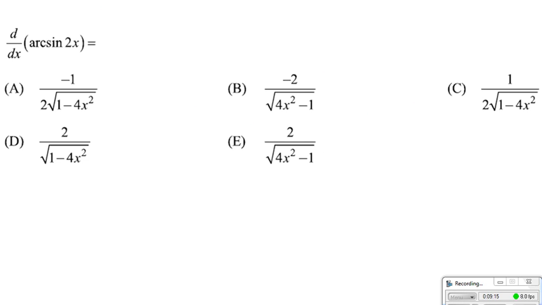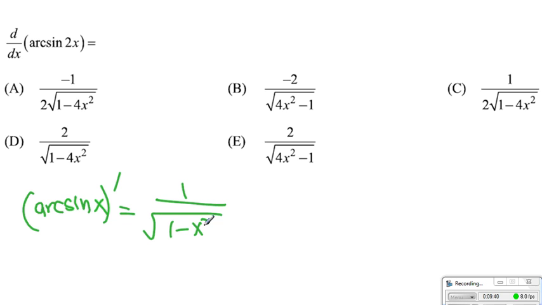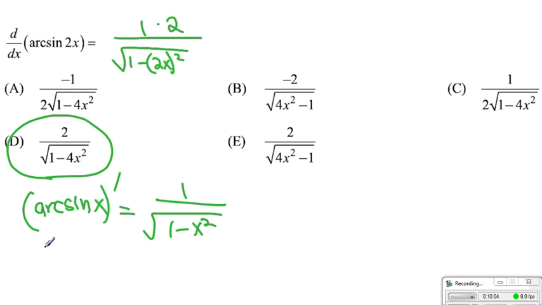Alright, let us look at the next question. Here, the derivative of arcsine of 2x. We can derive this one later in the video on inverse trig. But for now, if you have arcsine of x, and you take the derivative of that, we get 1 over square root of 1 minus x squared. But instead of x, we have 2x. So what we end up getting is 1 over square root of 1 minus 2x, the entire thing squared. But by the derivative of the inside, the chain rule, we have to multiply that by 2. The only answer that is equivalent to that would be choice D. That would be our answer.